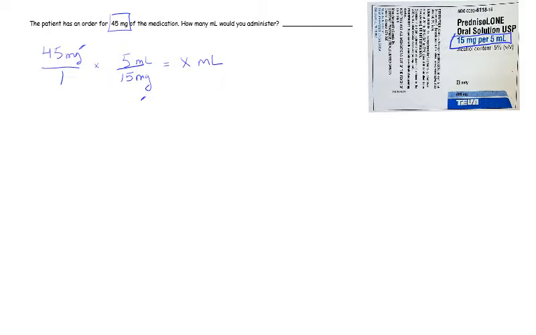So our next step is to multiply across the top and multiply across the bottom. In doing so, we can cancel out the milligrams here and the milligrams here. We are left with 1 milliliter label on the left side and 1 milliliter label on the right side, which means we're ready to go ahead and multiply. So we have 45 times 5, and we have 1 times 15.